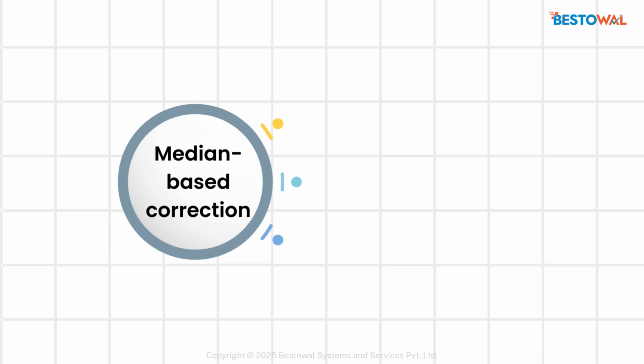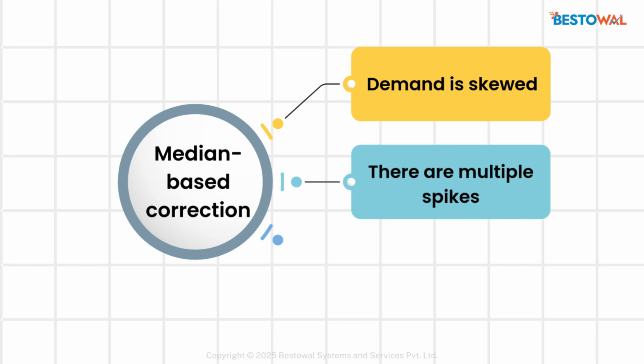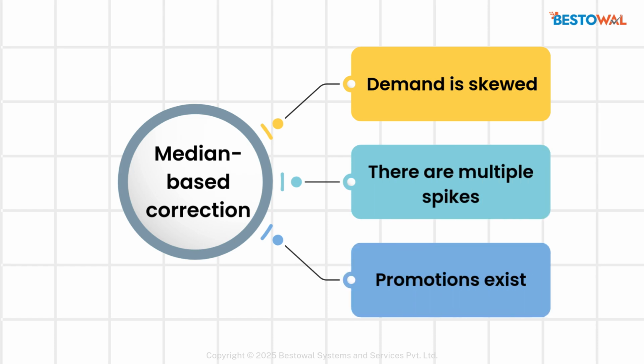What about using the median for correction? Median-based correction is safer when demand is skewed, there are multiple spikes, or promotions exist. Replacing outliers with the median preserves typical demand without being influenced by extremes. So median is generally preferred? In many cases, yes, but context still matters.